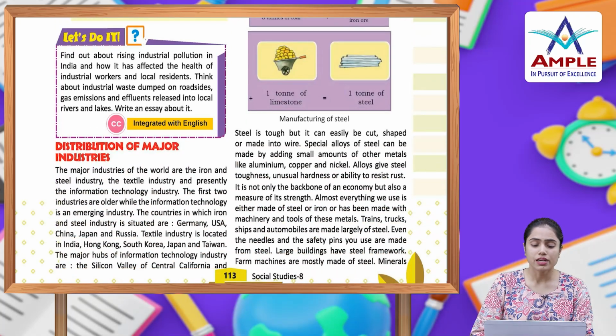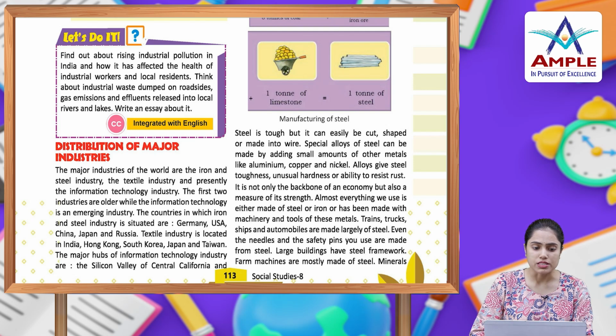Let's do it. Find out about rising industrial pollution in India and how it has affected the health of industrial workers and local residents. बच्चों पता कीजिए कि इंडस्ट्रियल पॉल्यूशन जो है इंडिया में कैसे यहाँ के रहने वाले लोगों को, उनकी हेल्थ को, लोकल रेजिडेंट्स को, इंडस्ट्रियल वर्कर्स को अफेक्ट कर रहा है. Think about industrial waste dumped on roadsides, gas emissions and effluent released into local rivers and lakes. Write an essay about it. बच्चों इसकी प्रैक्टिस खुद से कीजिएगा.